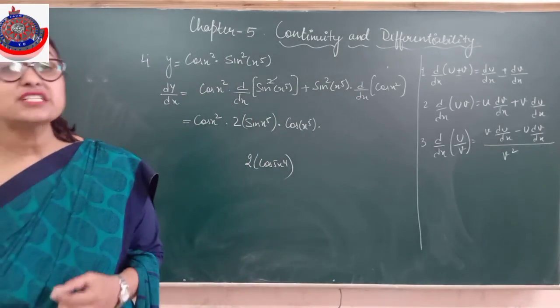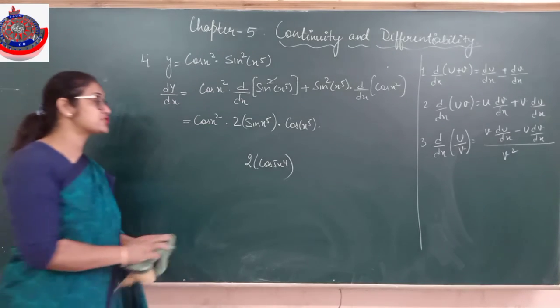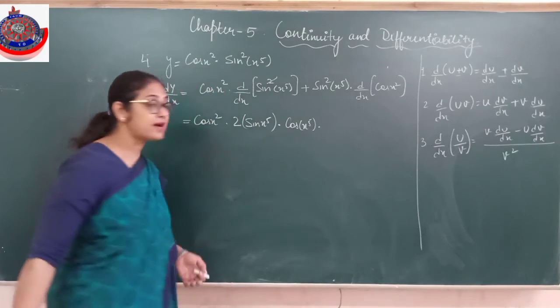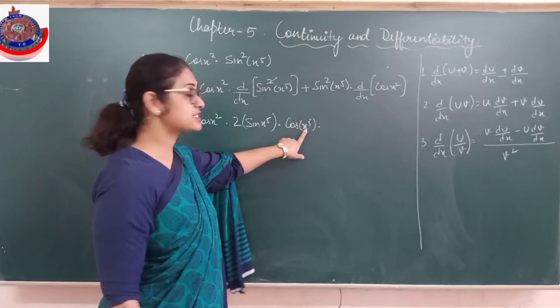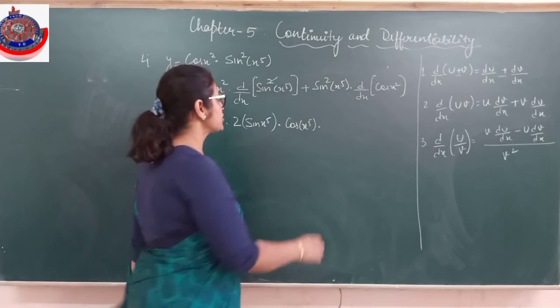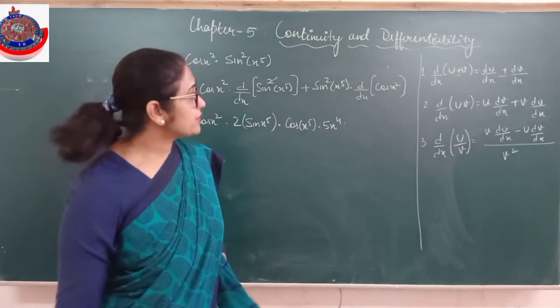We are making a chain. Chain means step by step you have to differentiate a function. First we differentiated the power, so we will not touch the rest of the function. Then I differentiated sin, so this x5 will not change. Now I differentiate x5. I hope it's clear to everyone.